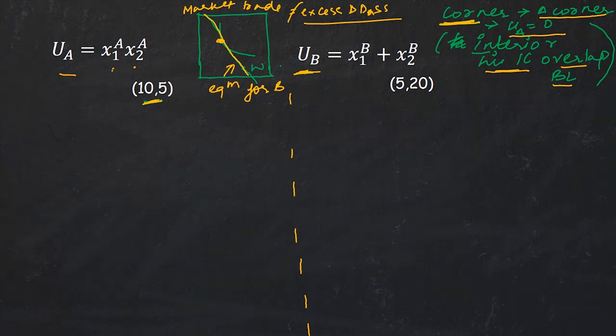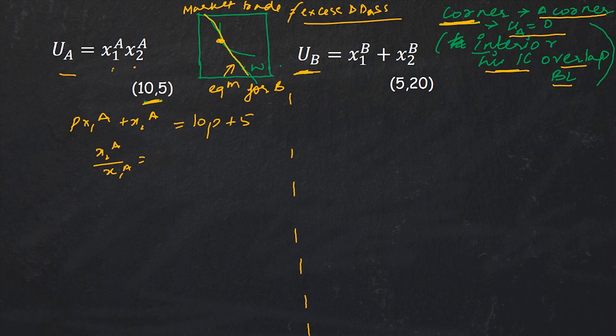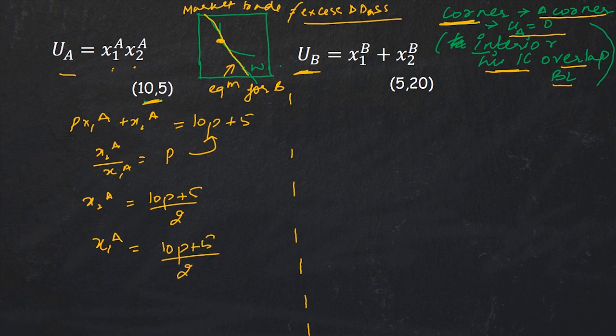A Cobb-Douglas है. I'm not repeating the same thing, but you know how to get it in that form. That is Px1a plus x2a is equal to 10p plus 5. इस form में तो हमें लेके आना, now we know how to take it out in this form from the last question. Then I will have to write that x2a upon x1a, because of tangency condition we have p, which I put here. Then I get x2a to be equal to (10p plus 5) upon 2 and x1a to be equal to (10p plus 5) upon 2p. Right, so this is my 1 and this is my 2.